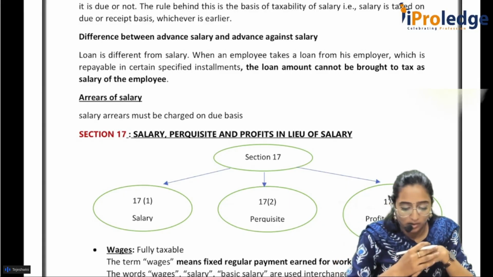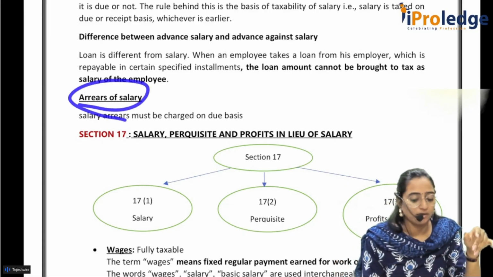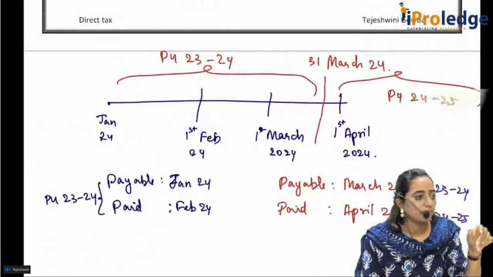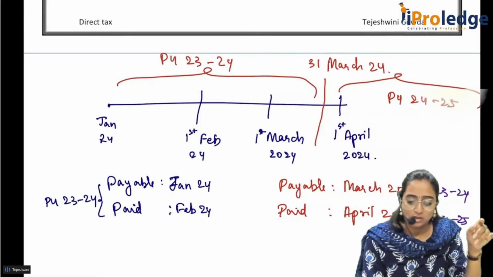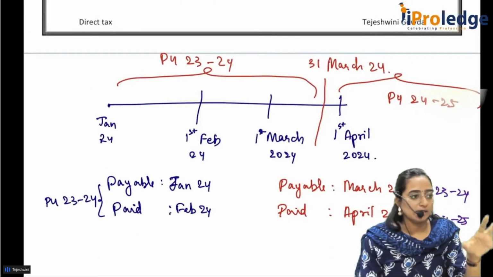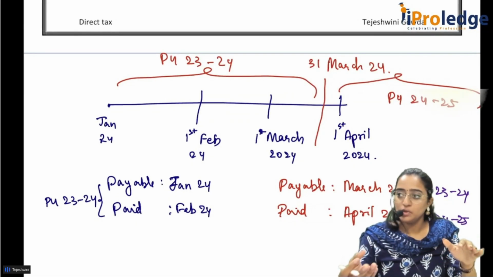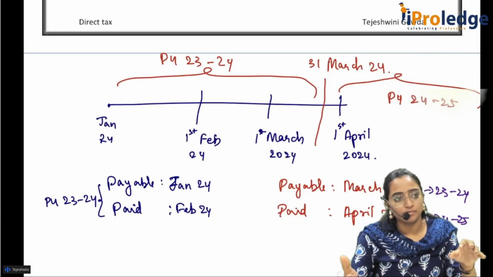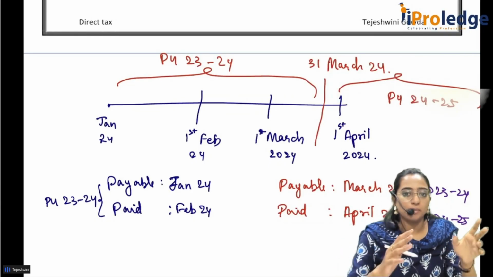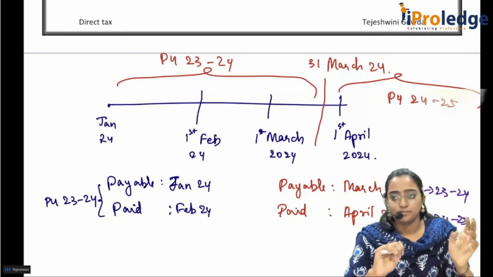Done? Okay. Arrears of salary. Try to understand arrears of salary. Now, what that employer is stating is that he is telling his employee that from April month, I'm going to give you a hike of your salary, which is applicable from the month of March.